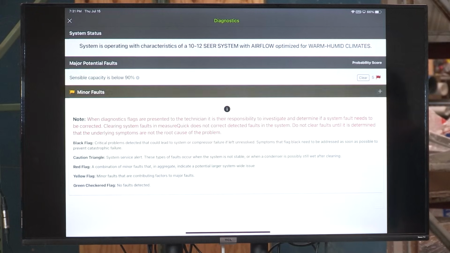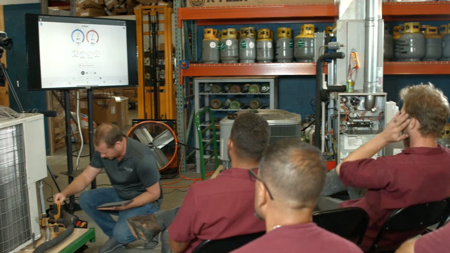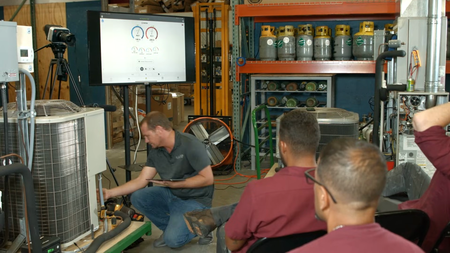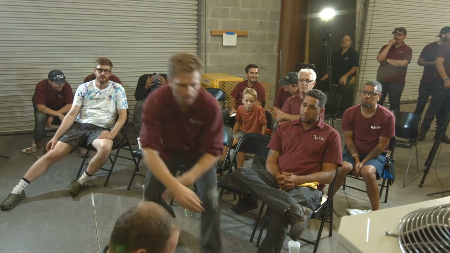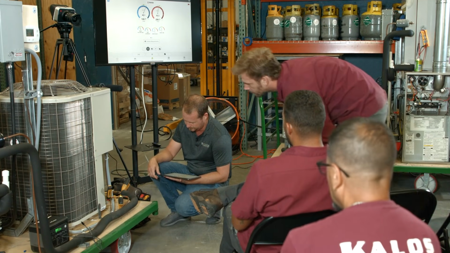So you see here, it's still calling out TXV bulb may be loose. You see that popping up every once in a while. We're really losing our tools here. You just wait a second, it will all come back on. The green light's still blinking. Just about to lose them.